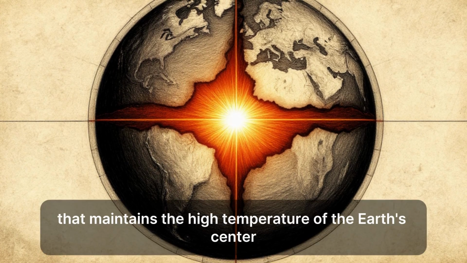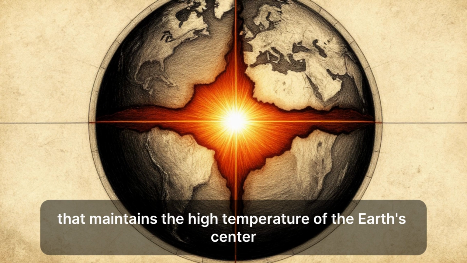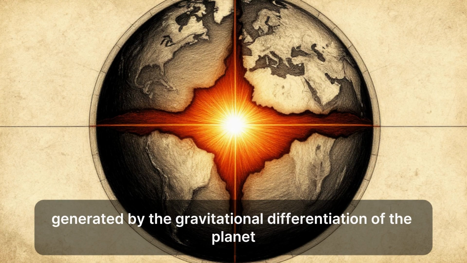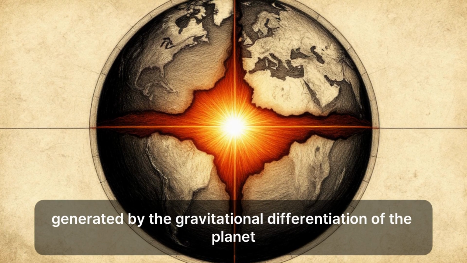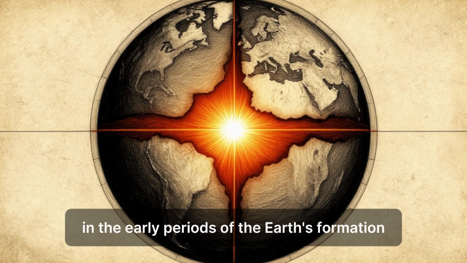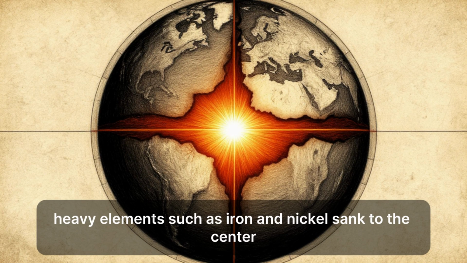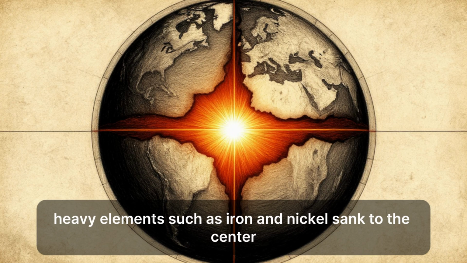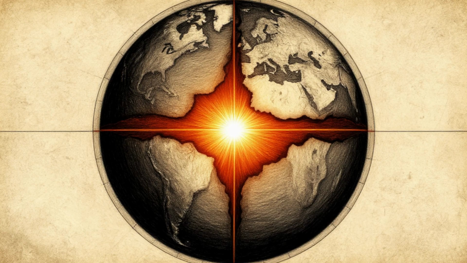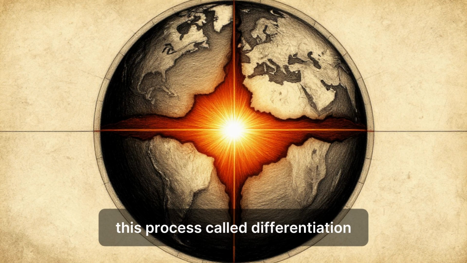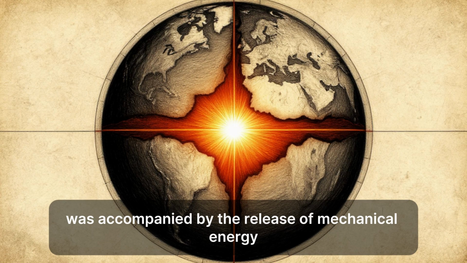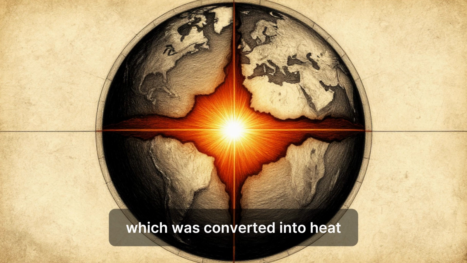The third factor that maintains the high temperature of the Earth's center is the frictional heat generated by the gravitational differentiation of the planet. In the early periods of the Earth's formation, heavy elements such as iron and nickel sank to the center, while lighter materials rose to the surface. This process, called differentiation, was accompanied by the release of mechanical energy, which was converted into heat.